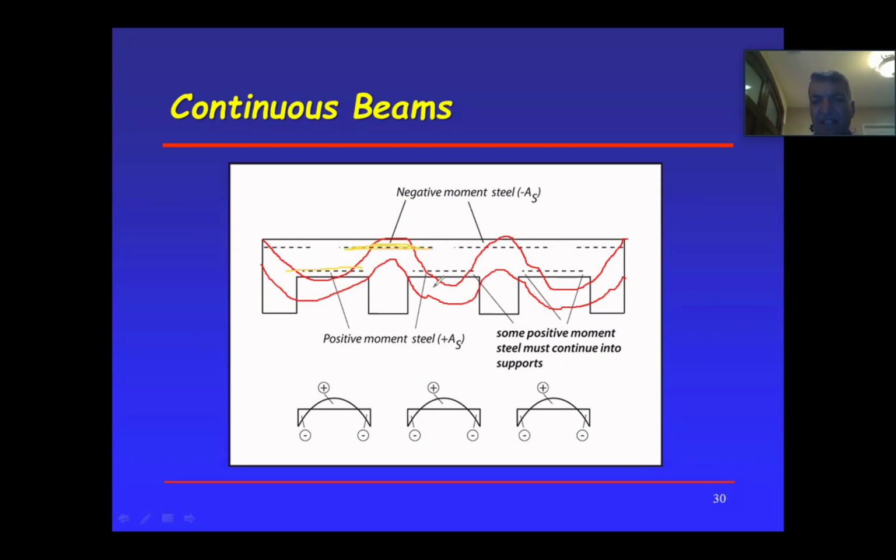Okay? How about this? Tension side at the bottom. We put the steel at the bottom. How about here? Look at the top. Top. And then same thing at the bottom.